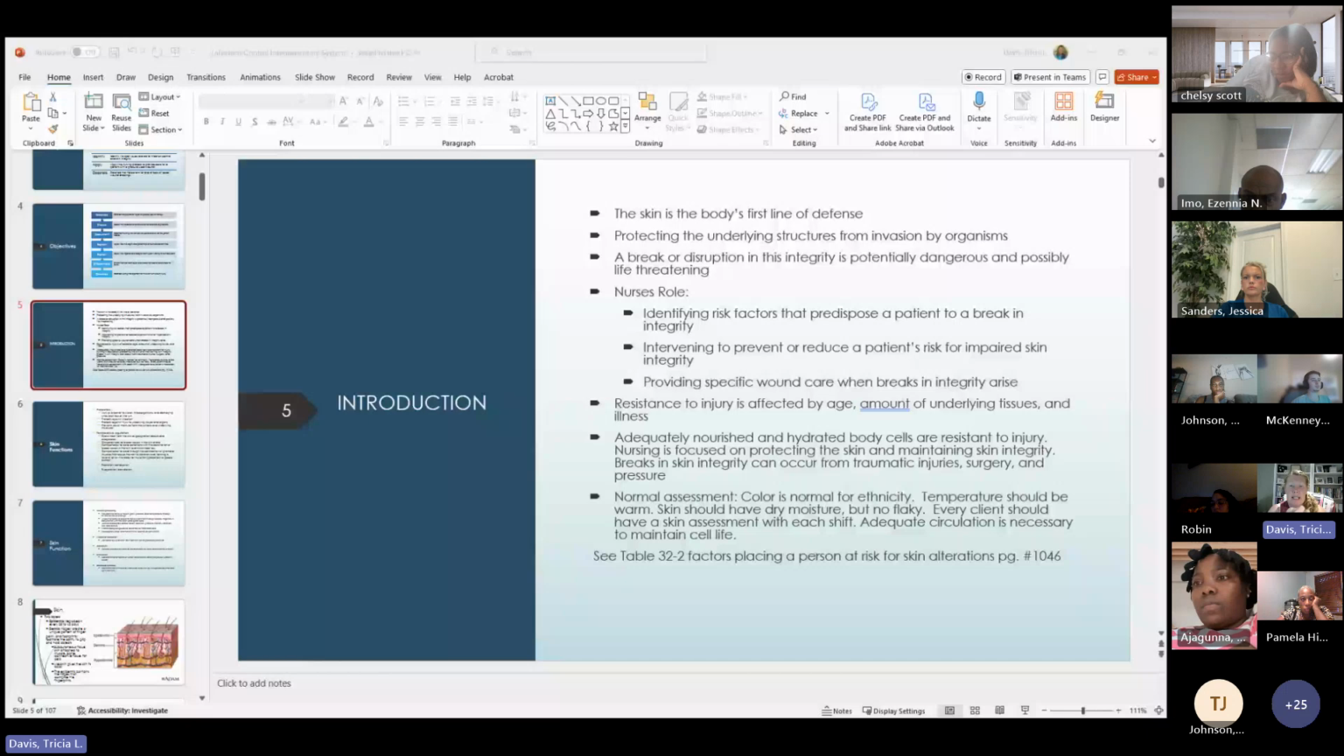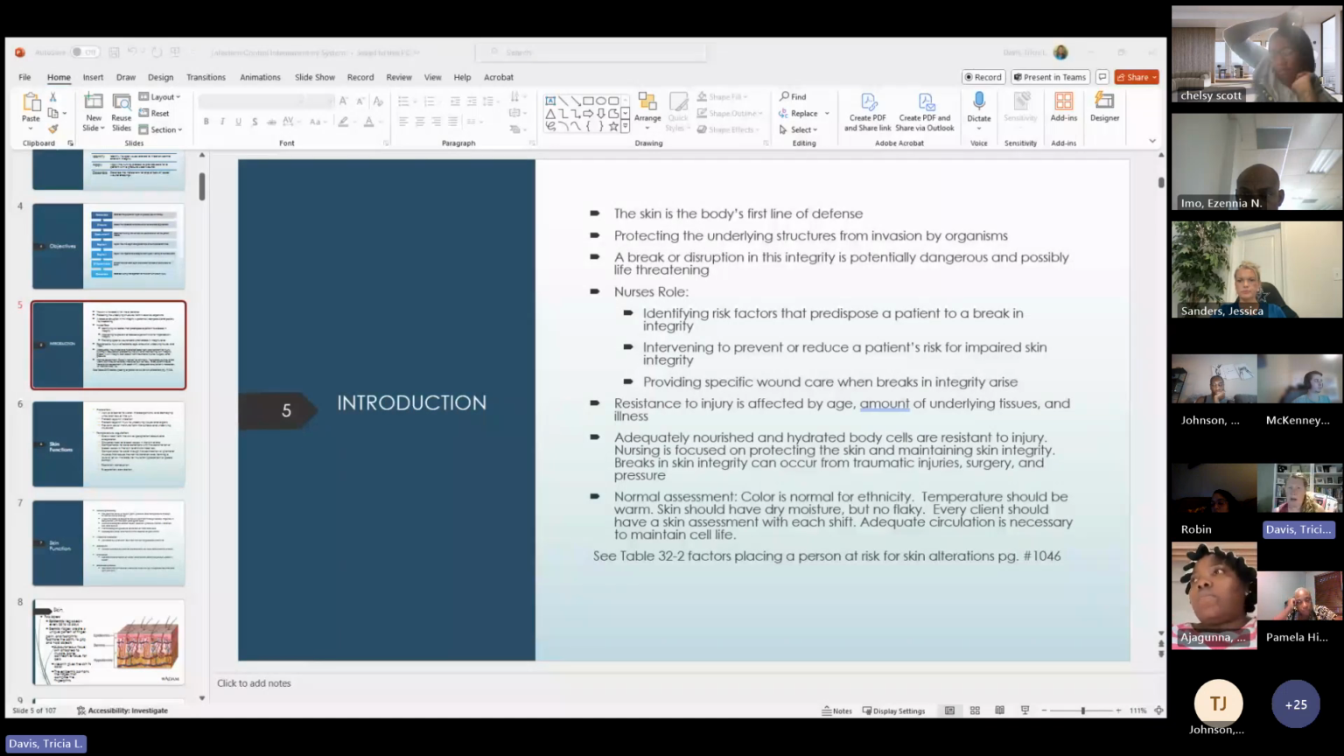Any type of break in skin integrity can occur from, like I said, traumatic injuries. Maybe we went in and performed some type of surgery on the patient and actually created that wound, and then pressure as well. So just laying in that bed and not moving.